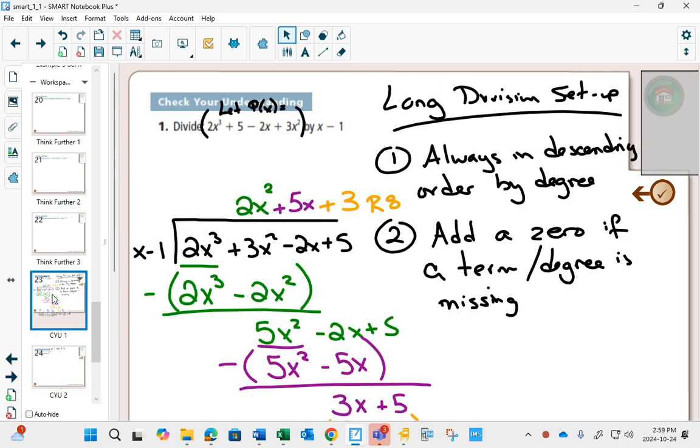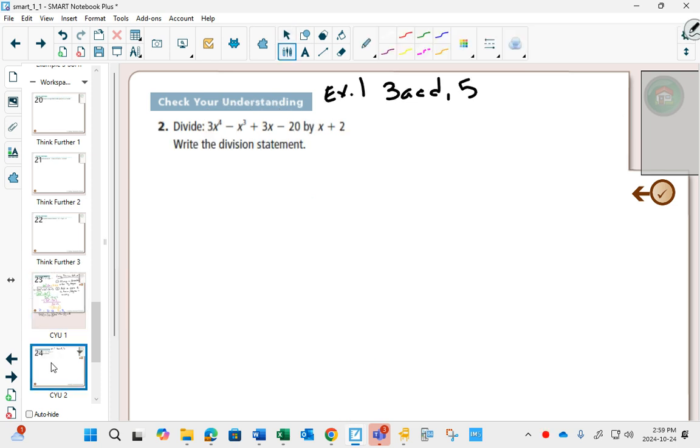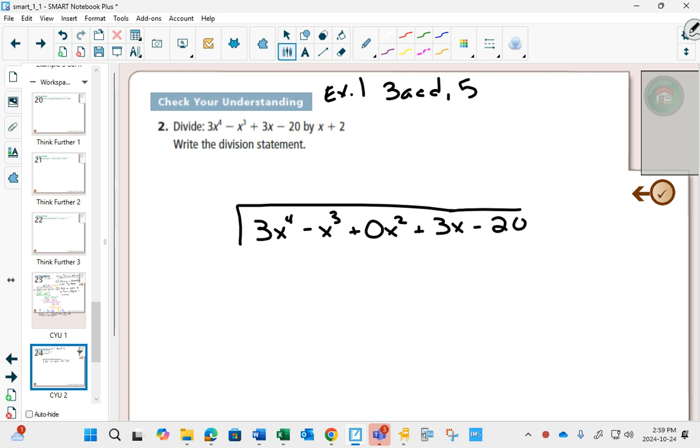And this one in the setup is going to add part 2. Add a 0 if a term is missing. So when I set it up, I'm like, oh nice, it's in order. So I'm going to get a 3x to the 4 and have a minus x cubed. But notice there's no x squareds listed. So we have to write 0x squared. And then plus 3x minus 20. So it was written in the right order, but this one had a term or a degree missing. So if a term or a degree is missing, we'll put a 0 in there just so that our columns match up. We're dividing by x plus 2.